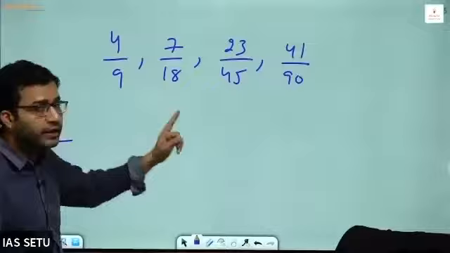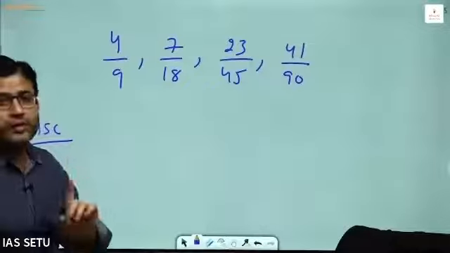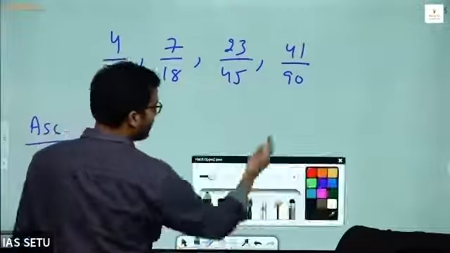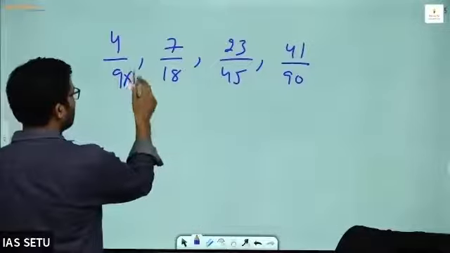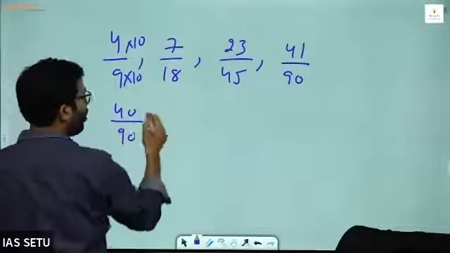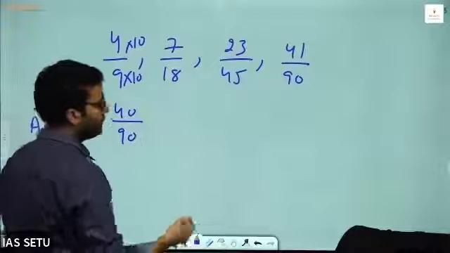See here, the denominator is not constant. First, you have to make the denominator constant. 9, 18, 45, 90. It is better if we make it 90. So 4 by 9 times 10, so the numerator is also times 10, so it becomes 40 by 90. How will 18 become 90? Times 5. 18 fives are 90.